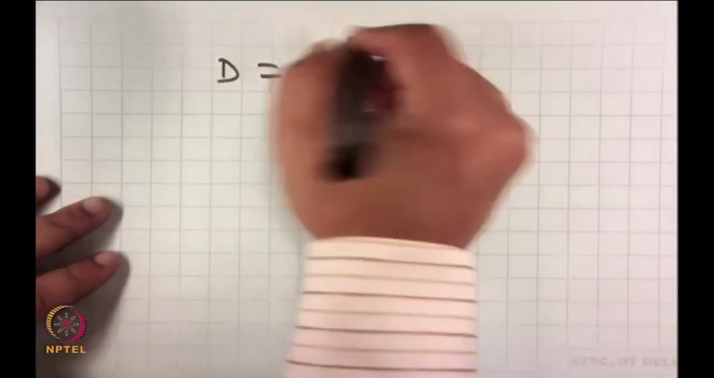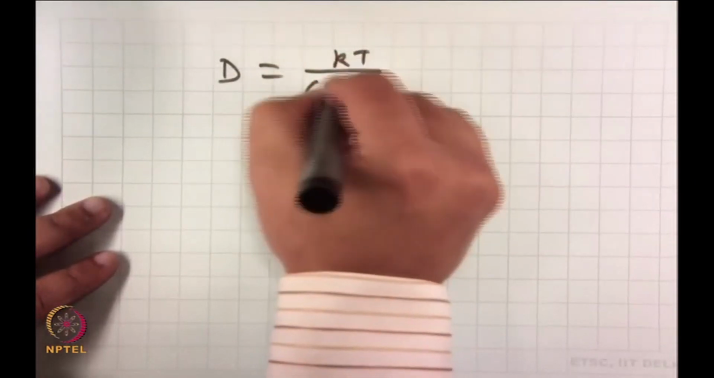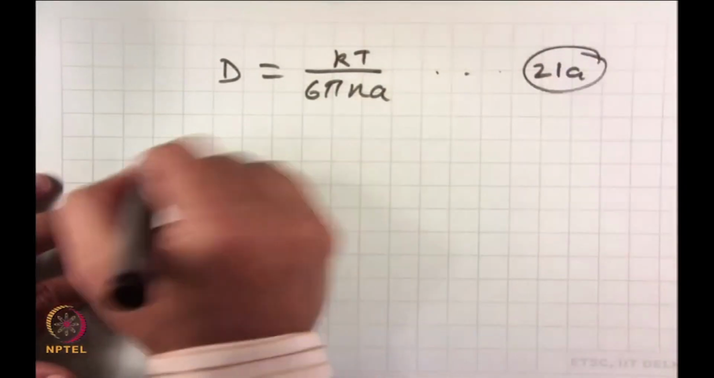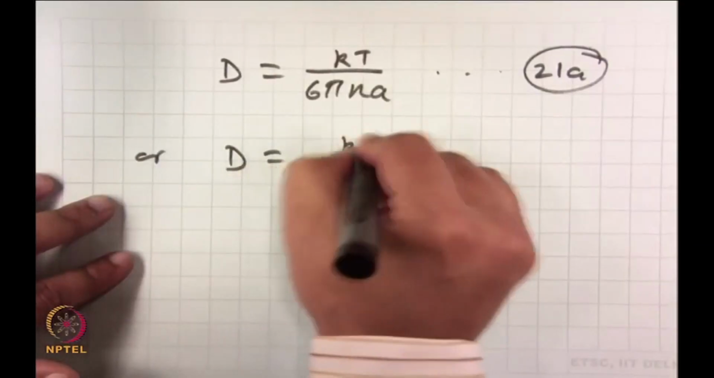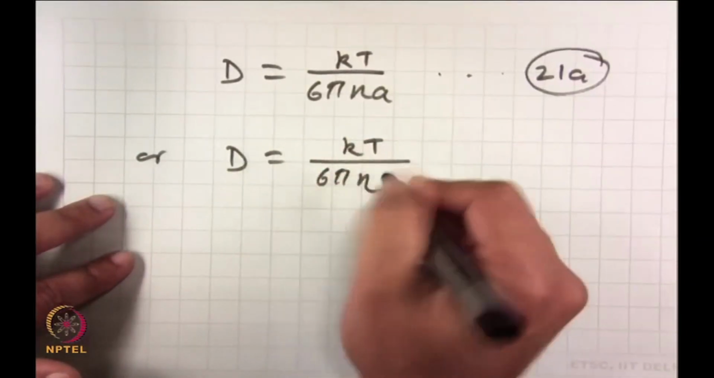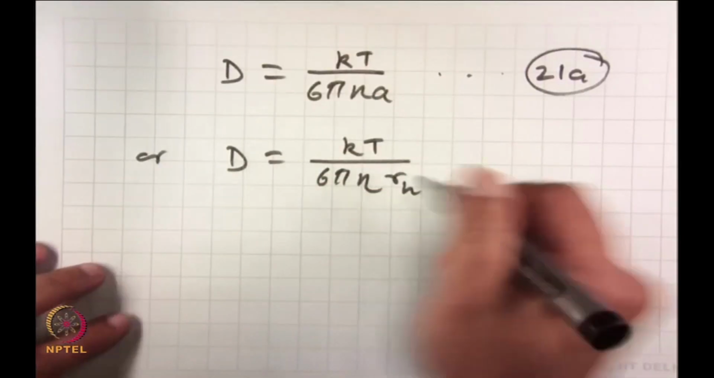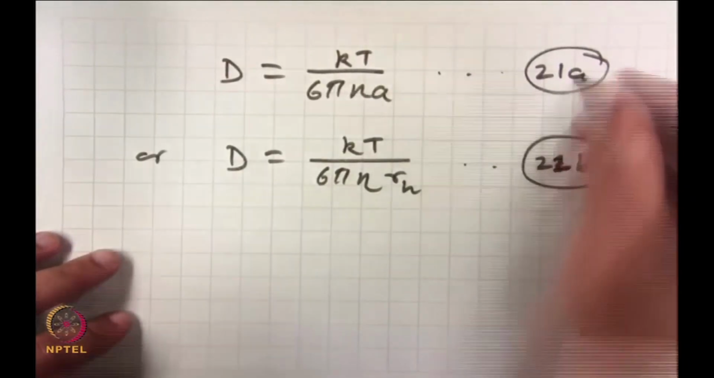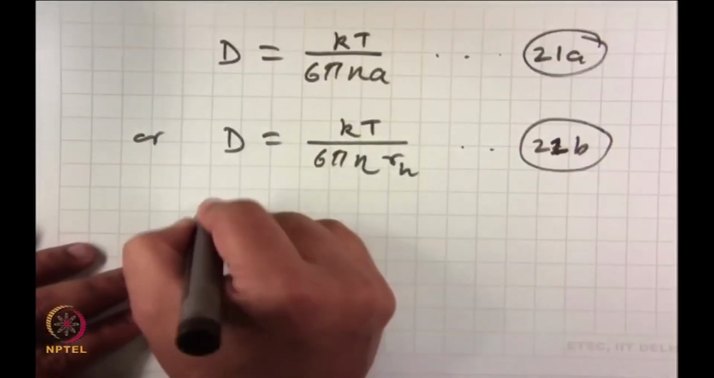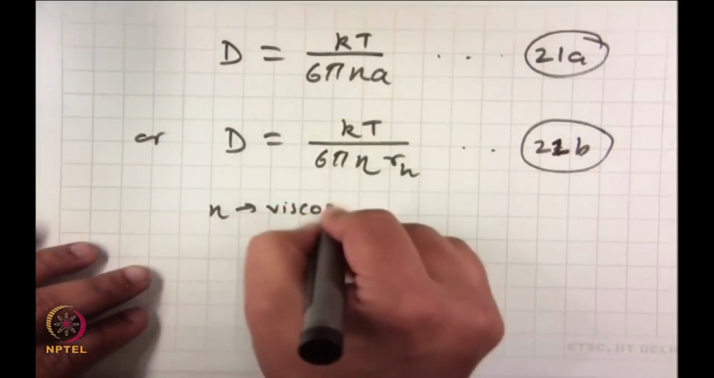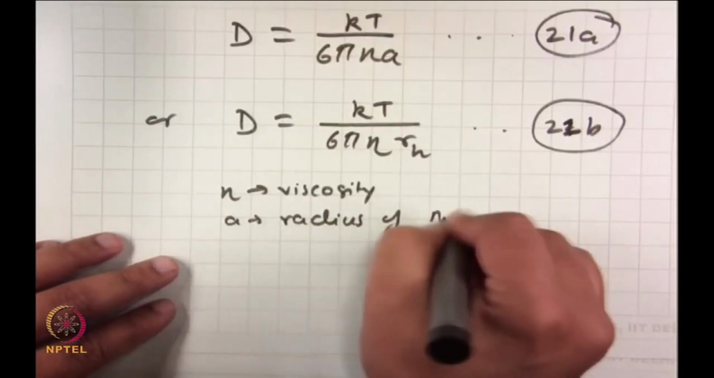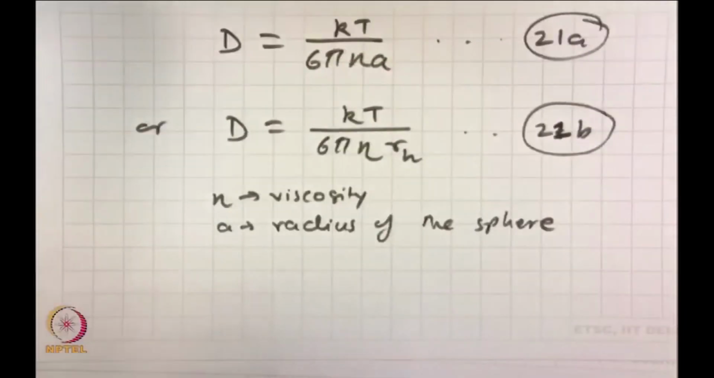D is equal to kT by 6 pi eta A, let this be 21 A, or I can also write D is equal to kT over 6 pi eta, sometimes people write R H, and I will tell you what that means, 21 B. So, this is 21 B, that is 21 A. So, eta is definitely the viscosity, A is the radius of the sphere, right, and R H, can someone tell me what R H is?